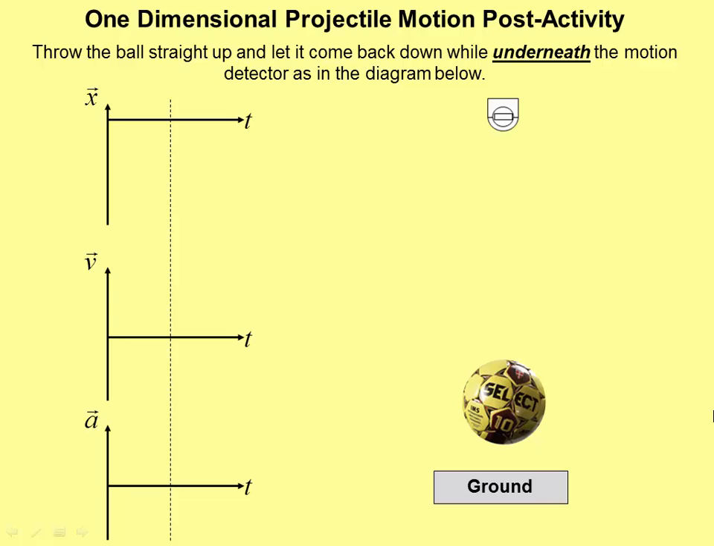Hello everyone, and welcome to a little summary, if you will, of what we saw in the one-dimensional projectile motion activity that you just did. We're going to look at the very last one, the third part of the activity, where you threw the ball from the ground up towards the motion detector, and then it fell back down again. So you let it go up and come back down. Your graphs hopefully looked something like this.